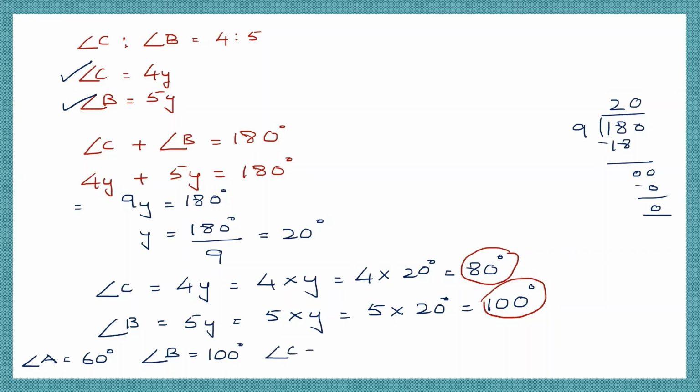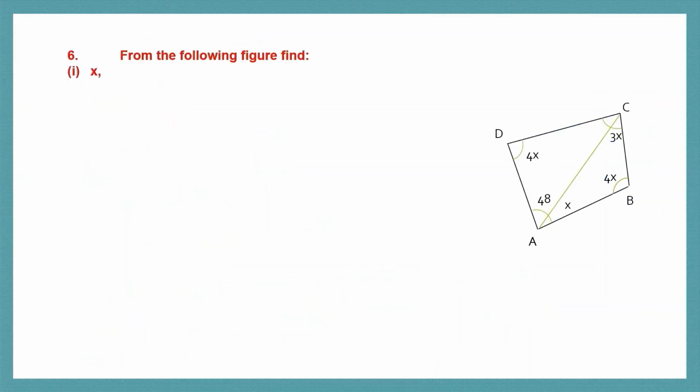Angle C is equal to 80 degrees, and angle D is equal to 120 degrees. So we have found the value of all the angles. Moving on to question 6.